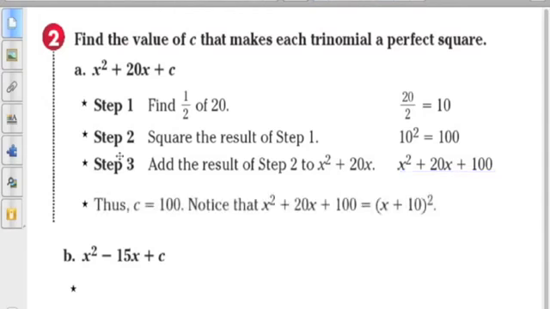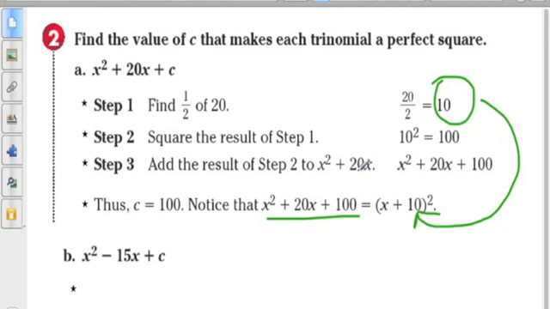And if you factor x squared plus 20x plus 100, since it's a perfect square trinomial, it becomes x plus 10 squared. If you notice, the 10 came from step number 1. That's how you got 10. So after doing step number 1, you use it to create your perfect square trinomial in factored form. Remember that, because once we solve equations using completing the square, step number 1 becomes very important.